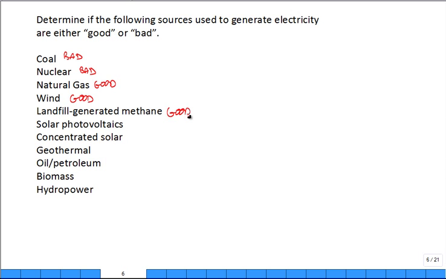Come on now. You're going to get trash. It's generating all that stuff, belching it out. You're just going to capture it, make electricity. It's renewable. It's green. It's okay, solar photovoltaics. Concentrated solar to make. Yeah, good. Okay, fine. Geothermal. You're just not going to find it around here. Oil. Oh, yeah, bad. Biomass. And hydropower. This one is very debatable because they took it out of the green.